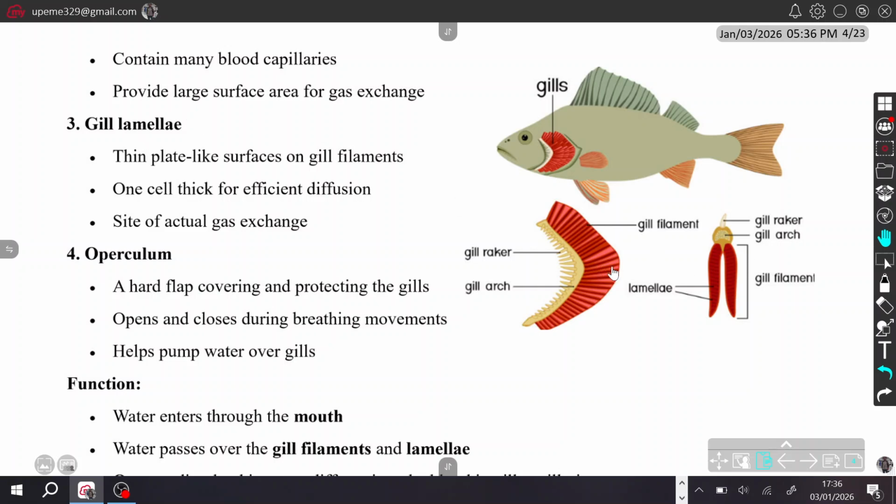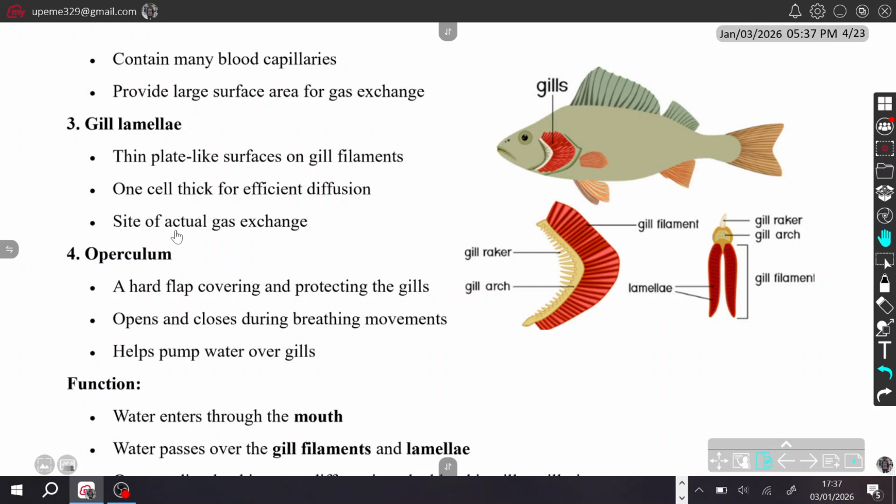Then we have the gill lamella. This is a gill filament, the whole of it. Those two smaller parts are called gill lamella. These are thin plate-like surfaces on gill filaments. In terms of thickness, they are very thin, one cell thick for efficient diffusion.